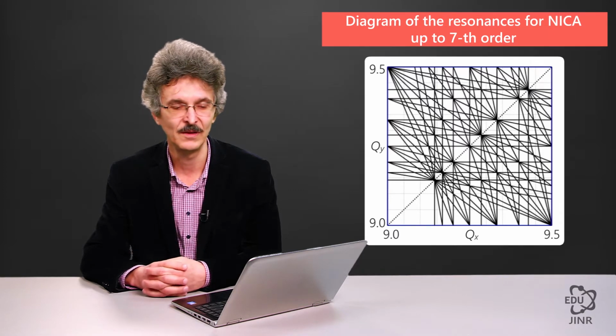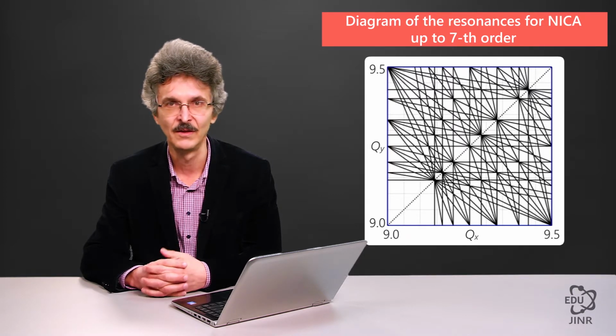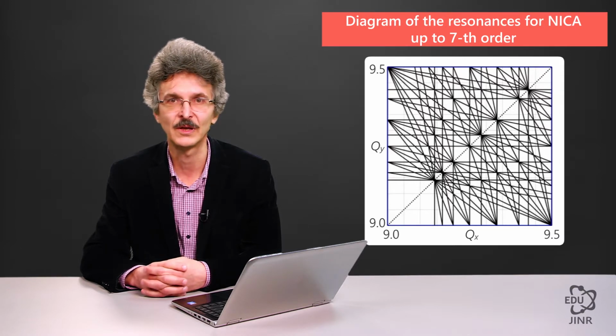As an example, here you can see the resonance diagram for the Nika collider up to the 7th order. The strongest resonances have the lowest order. The 7th order is a rather weak one. But if we speak about a storage ring or a collider, we need to take into account even the resonances of a very high level, which might lead to the destruction of particles.